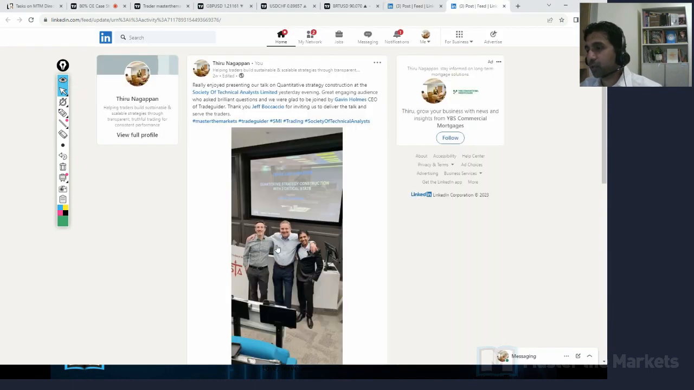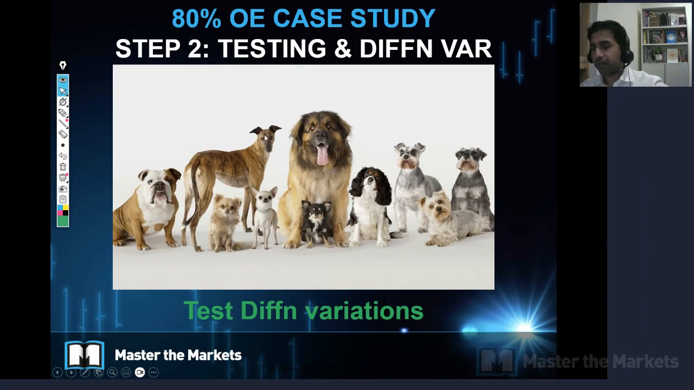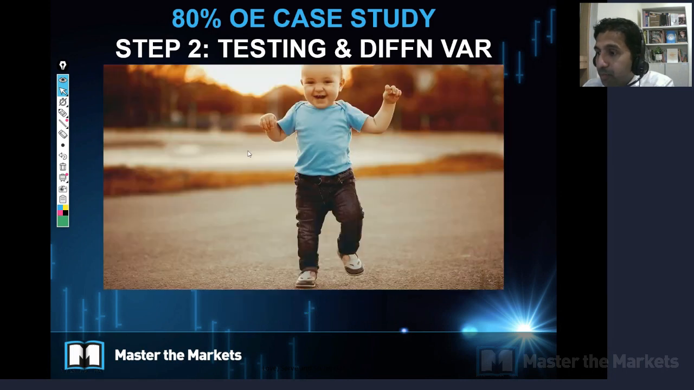And over here, Gavin Holmes was there, Jeff was there as well from Trade Guider, and Jeff is the event organizer for STA, Society of Technical Analysis. So really good. That's how we get invited to all these prestigious organizations. We were also at the London Traders Show, Investor Show, and all of that. So many.